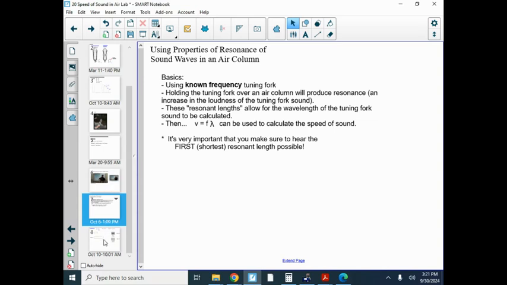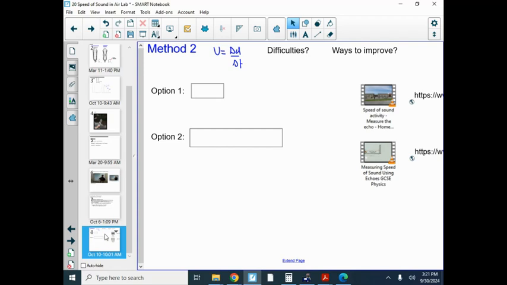And the other method would be just to try and measure it directly, measure the speed of sound directly. And of course, the main difficulty is it's really fast, right? Speed of sound is really fast, and so the time intervals that you're measuring are crazy small.